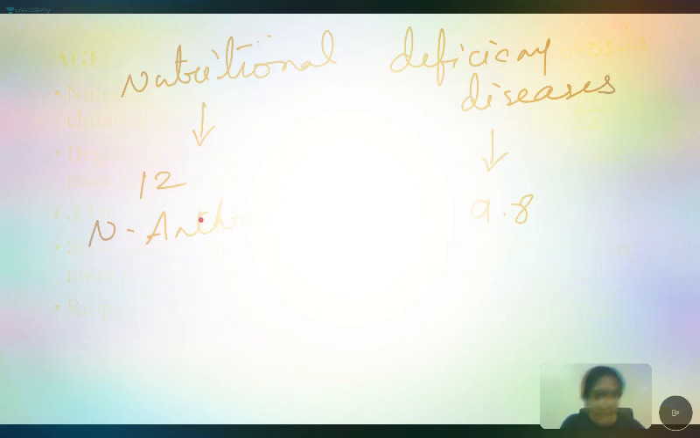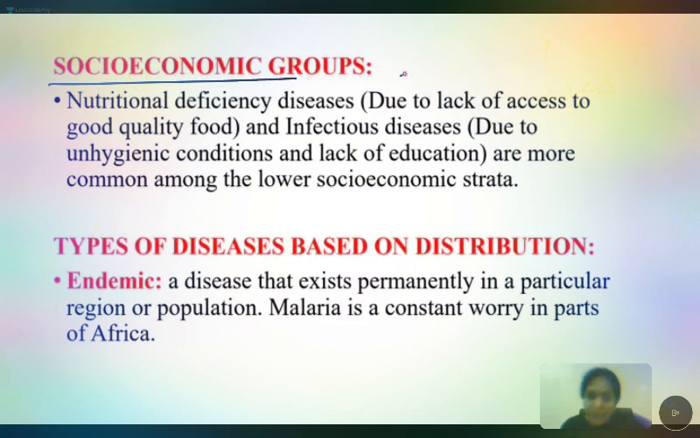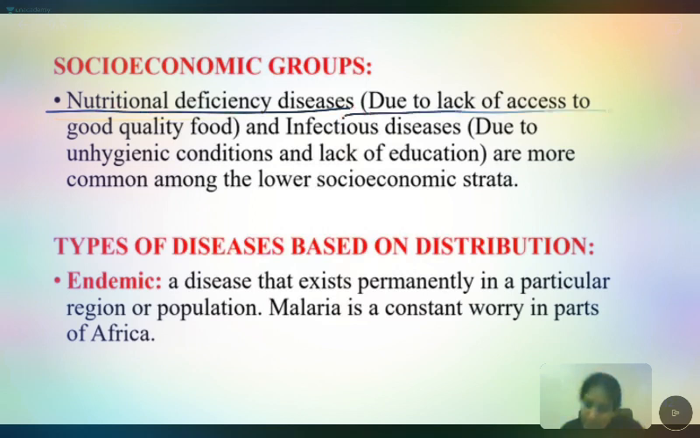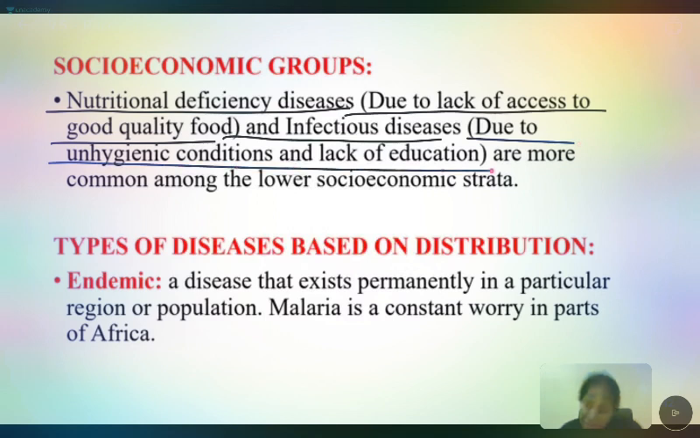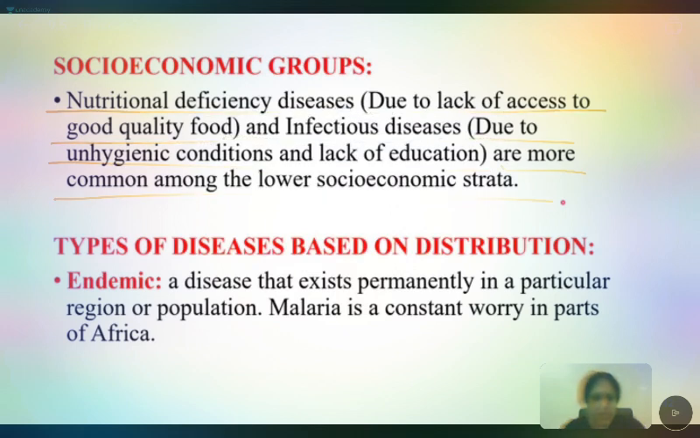Next, distribution among socio-economic groups. First of all, nutritional deficiency diseases due to lack of access to good quality food, and infectious diseases due to unhygienic conditions and lack of education, are more common among lower socio-economic strata, isn't it? First thing, nutritional deficiency diseases are more common among the lower socio-economic strata. Why? Because of lack of access to good quality food. And infectious diseases are also more common. Why? Due to unhygienic conditions, maybe contaminated water.